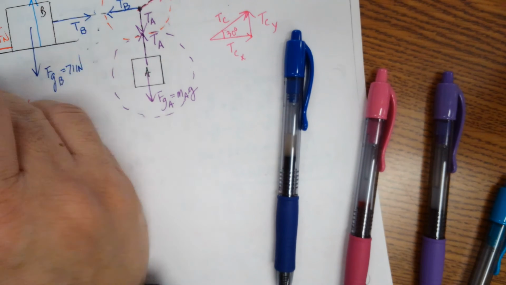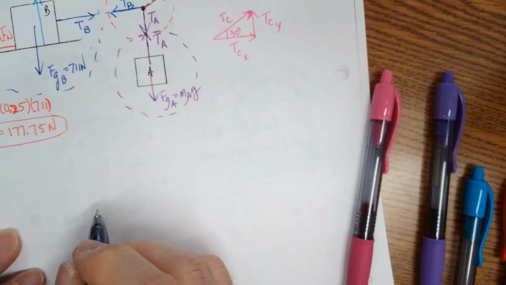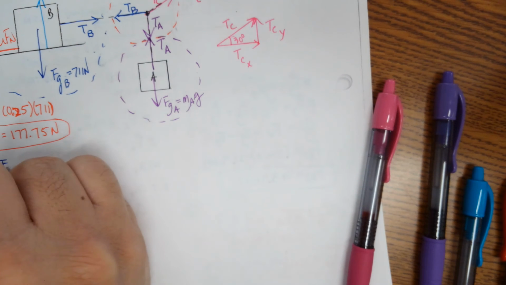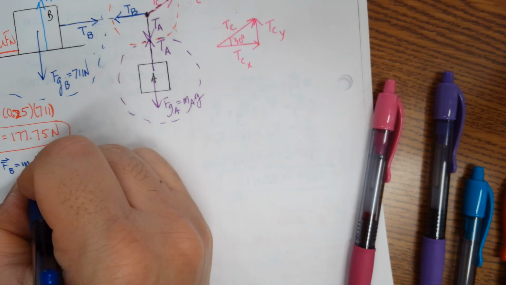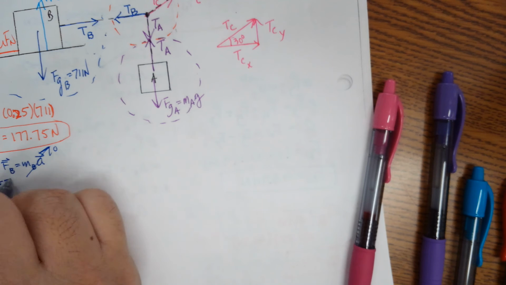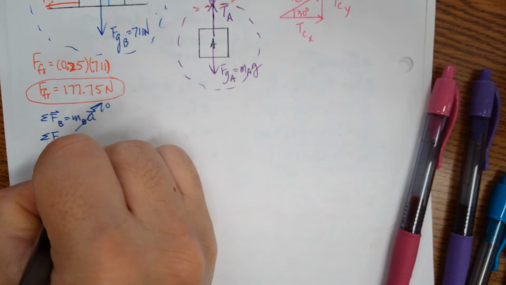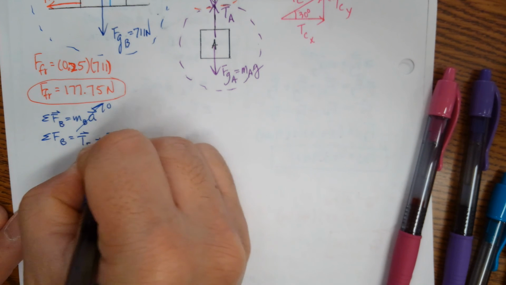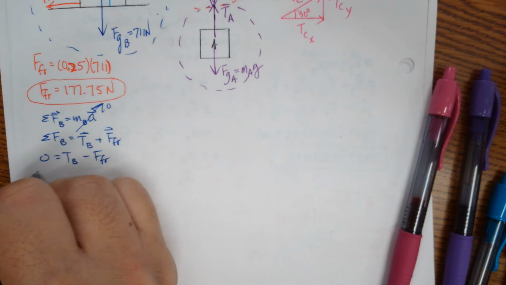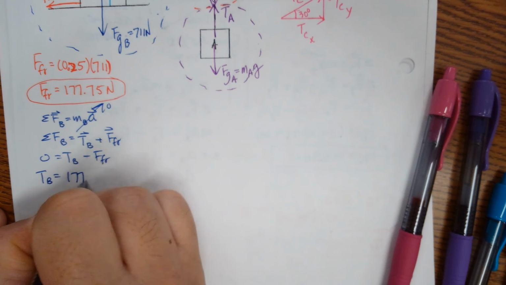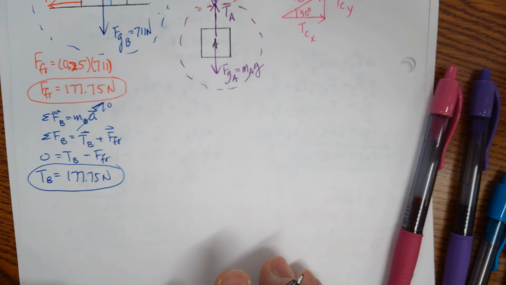Therefore, if I look at just this isolated free body diagram of block B, the sum of all forces for the block B is equal to MBA. You know acceleration is 0. And then the sum of all forces for the block B is equal to tension B plus friction. So 0 is equal to tension B minus friction. So tension B is equal to 177.75 newtons. Okay?